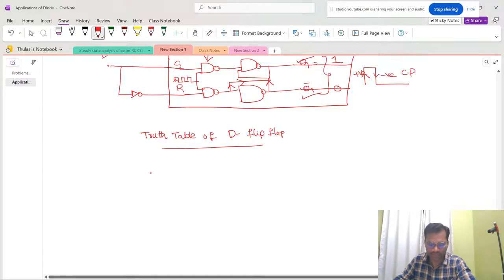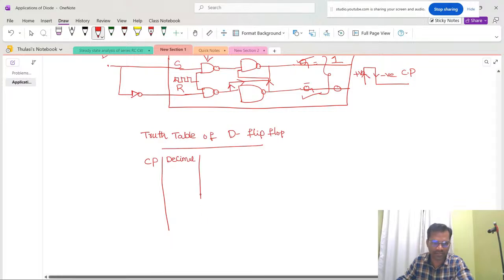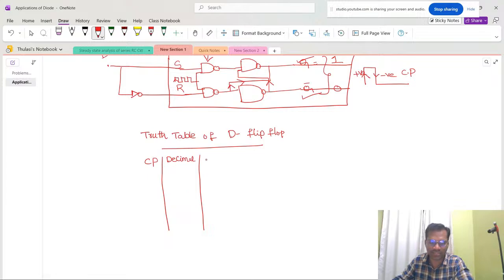So what is the truth table of a D flip flop? The first column is the clock pulse, and next we are going to have the decimal way of representing this clock pulse. Just write down one more column as decimal, and the first input is D, and another input is Qn. So these are nothing but two states, and the next one is Qn plus 1. Where Qn we are going to call the present state, the present state of our flip flop. Qn plus 1 is nothing but the next state of the flip flop.